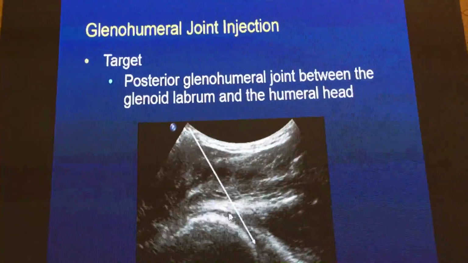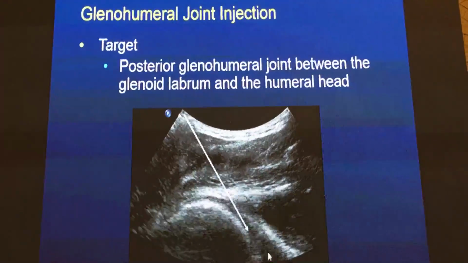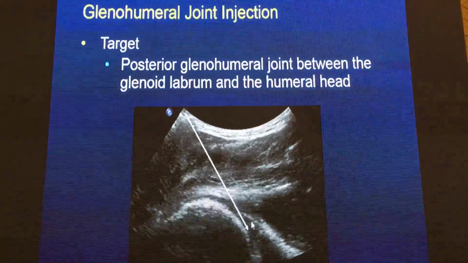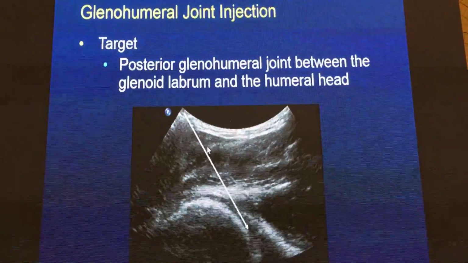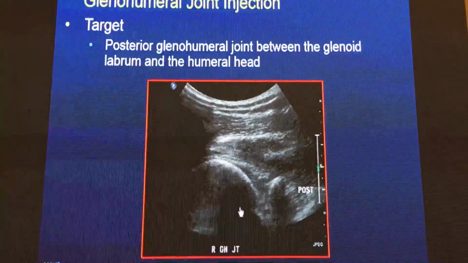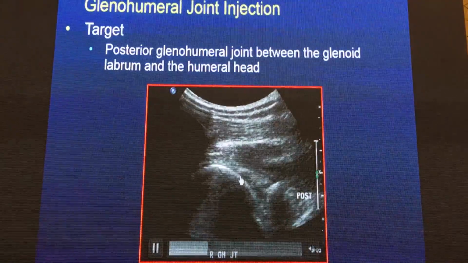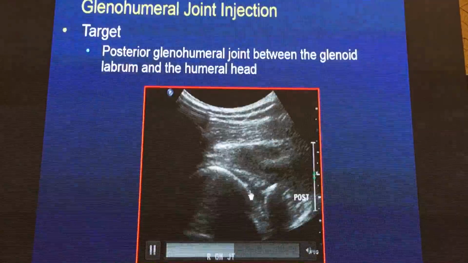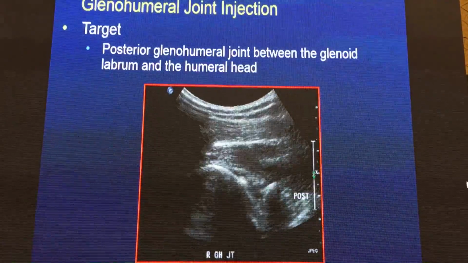So here's the infraspinatus tendon and muscle. Here's the glenoid labrum right here. Here's the humeral head. And so here's how the needle is going to come down and tuck right underneath that labrum. So here you can see the needle tip going right into that posterior glenohumeral joint.